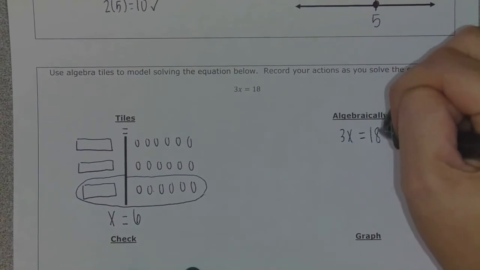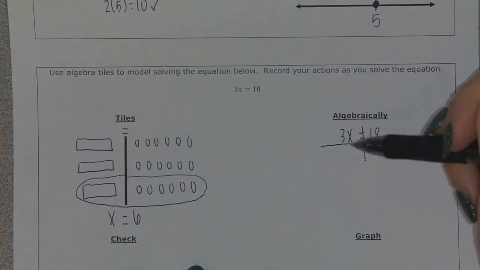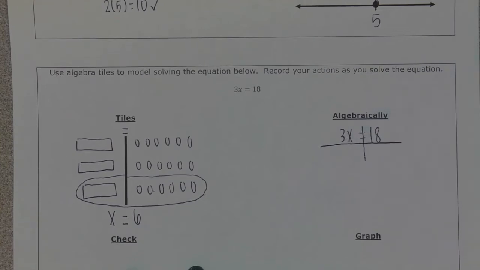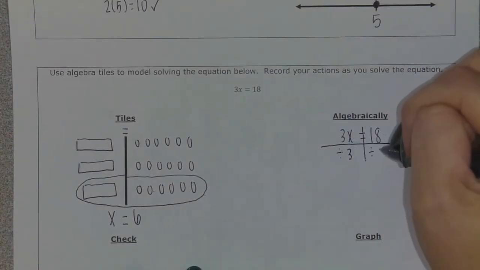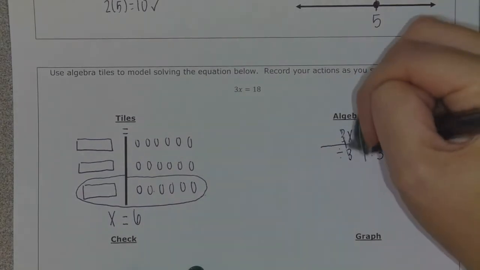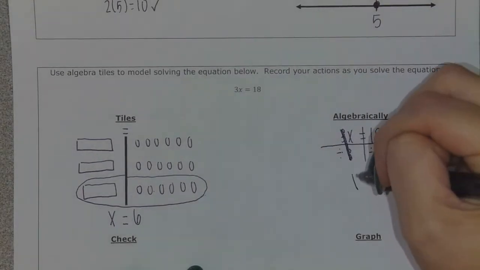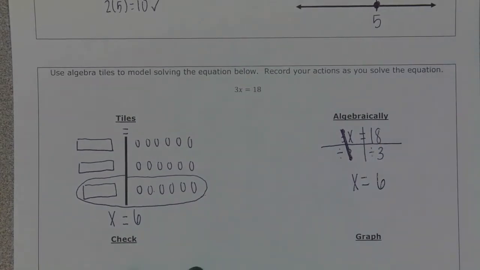If I solve this algebraically, I'm going to start by rewriting my equation. So 3x equals 18. I'm going to build my t-chart. What's bothering the x right now is times 3. So the opposite would be divided by 3. What I do to one side, I have to do to the other side. So my 3's are going to cancel each other out. So I'm left with x equals 18 divided by 3, which gives me 6.